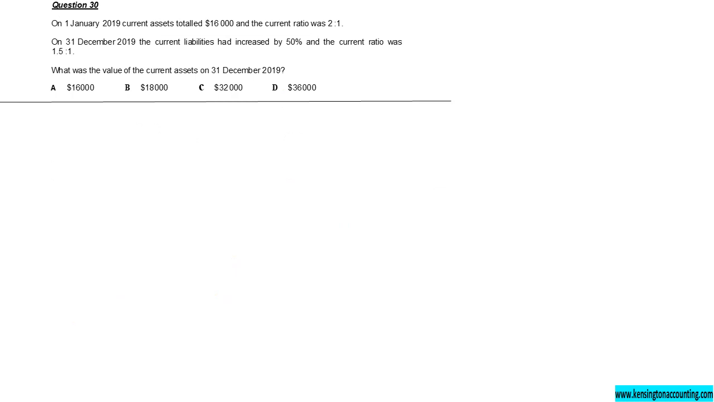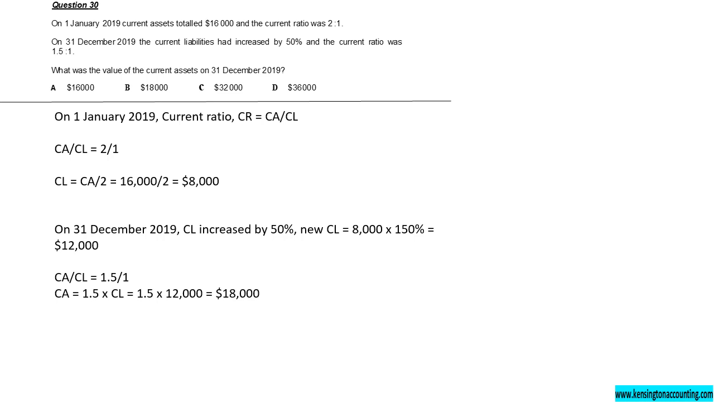Question 30 is about ratios. On 1st of January 2019, the current ratio, which is current assets divided by current liabilities, is 2 to 1, therefore 2 divided by 1. Current liabilities is current assets divided by 2. So current assets is 16,000, therefore current liabilities is 8,000.